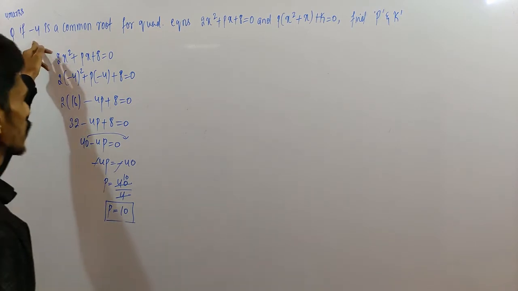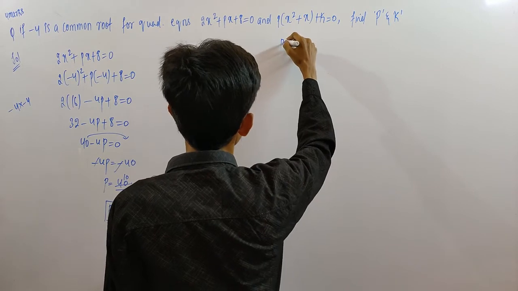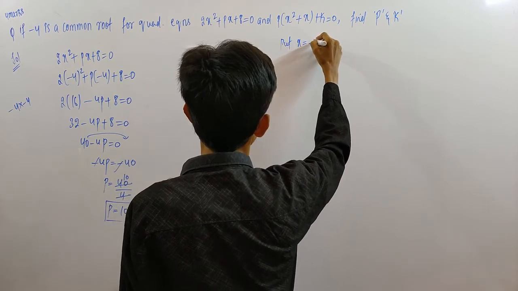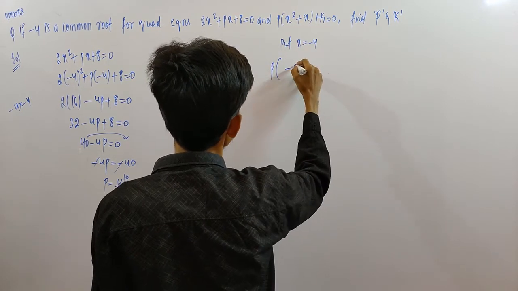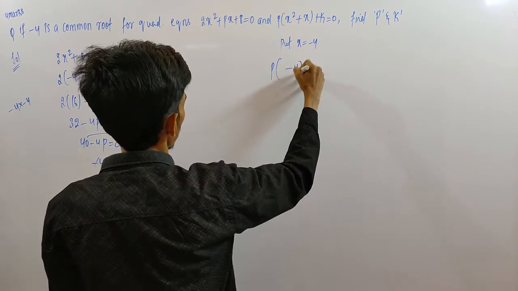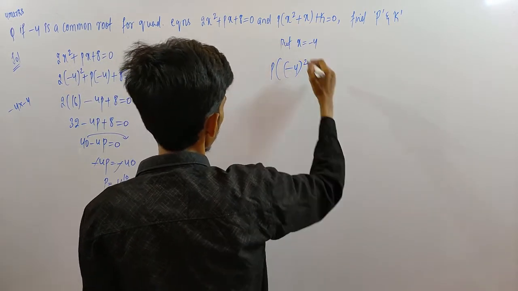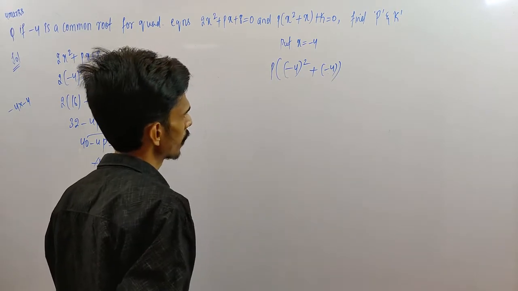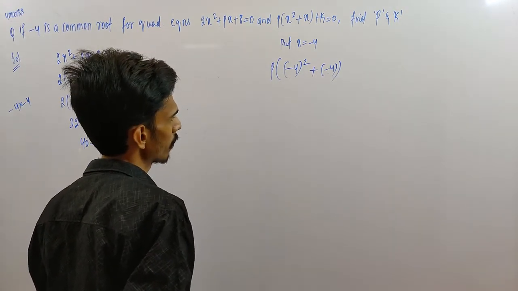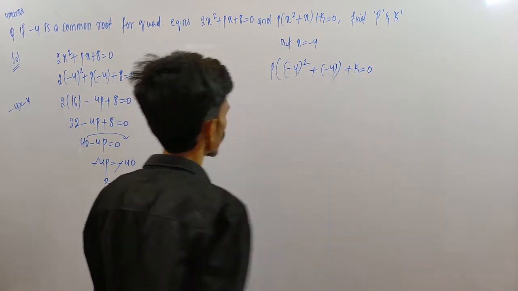Similarly, minus 4 is a root of this equation, so put x value as minus 4 here also. So it will become p into x², where x value is (−4)², plus x value is (−4). So use brackets here. Whenever we substitute x value as negative, take brackets. Plus k equal to 0.